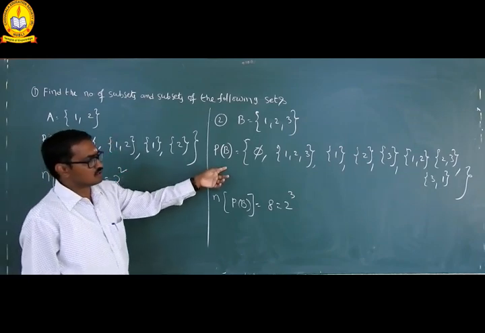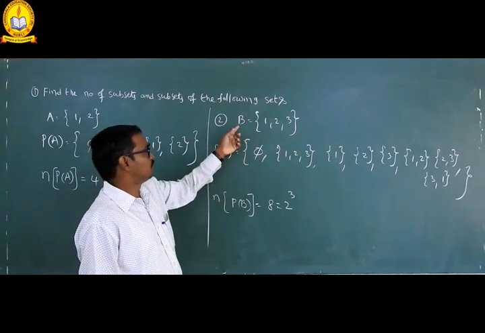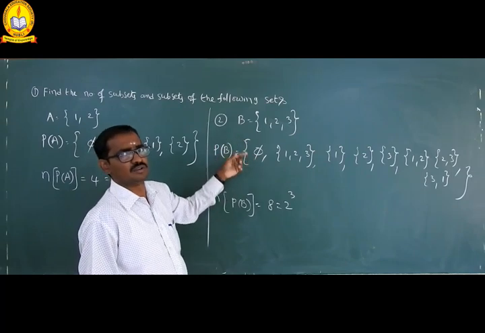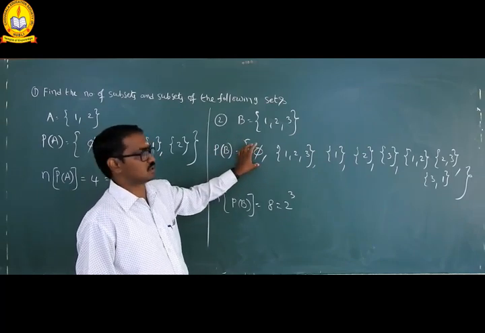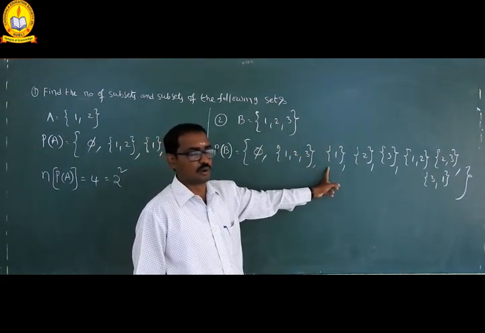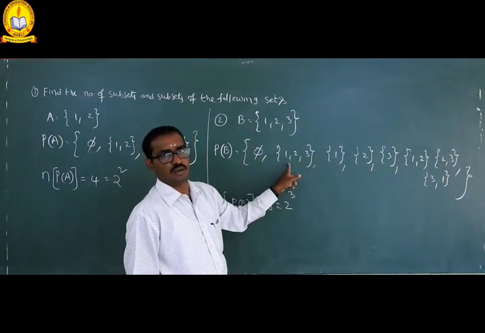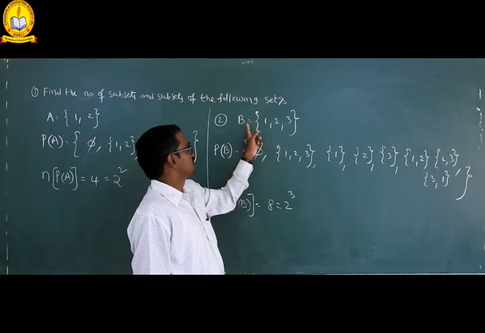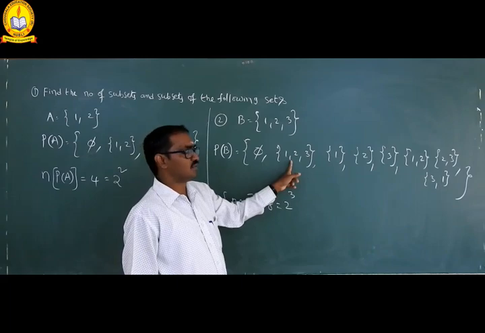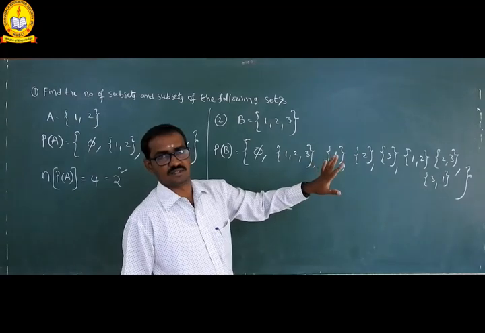Now come to here. Here also, what are the proper subsets? The empty set is subset of B, but B is not subset of the empty set. Is it clear? So it is a proper subset. The singleton 1 is subset of B, but B is not subset of singleton 1. So it is proper. These are all proper except this one. {1,2,3} is subset of B, this one is subset of B itself. So number of improper subsets are only 1. Number of proper subsets remaining is 7.